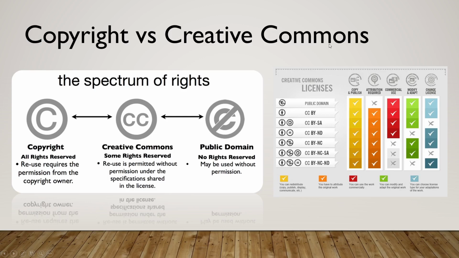Okay, copyright versus Creative Commons. Copyright is the most restrictive version. Creative Commons is a system for allowing different levels of restriction, right, for creators of content. And public domain is everything's kind of shared without permission. It's all open, right? So it's a spectrum.